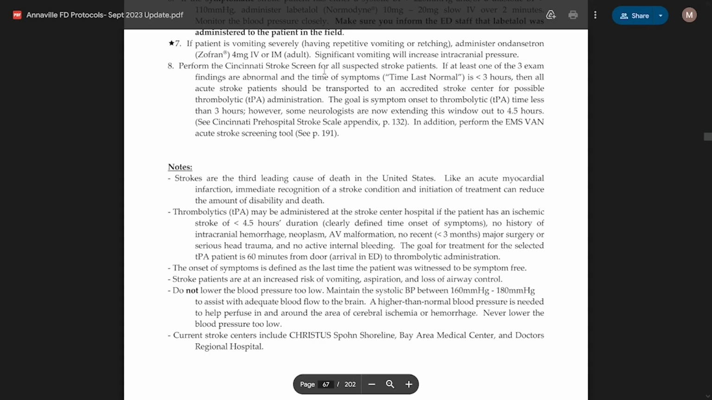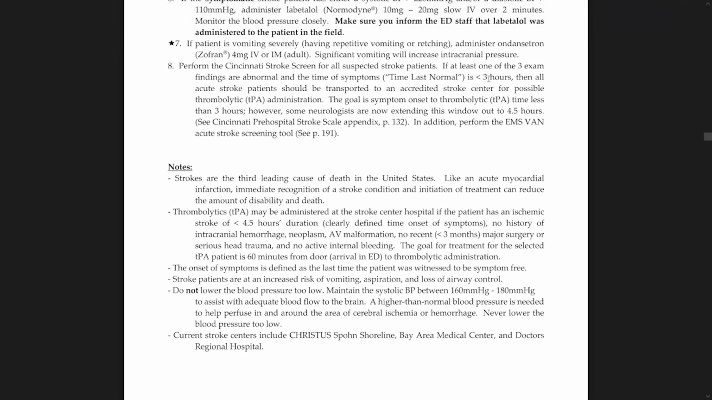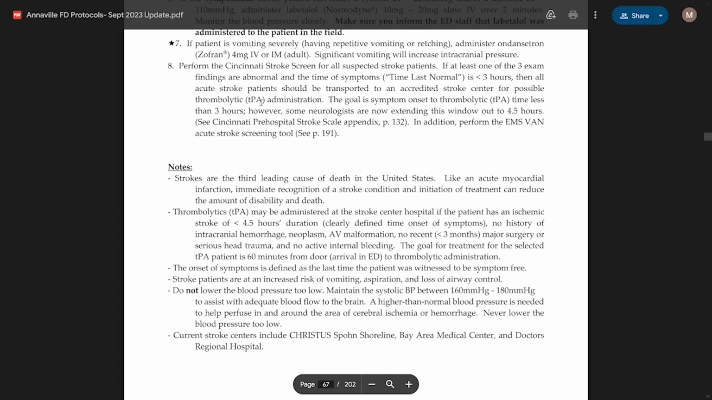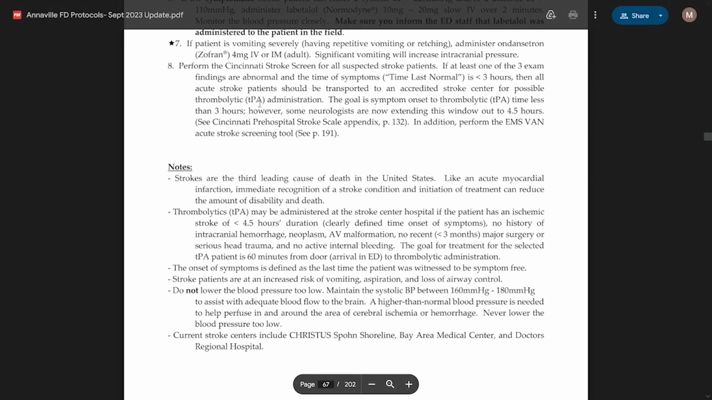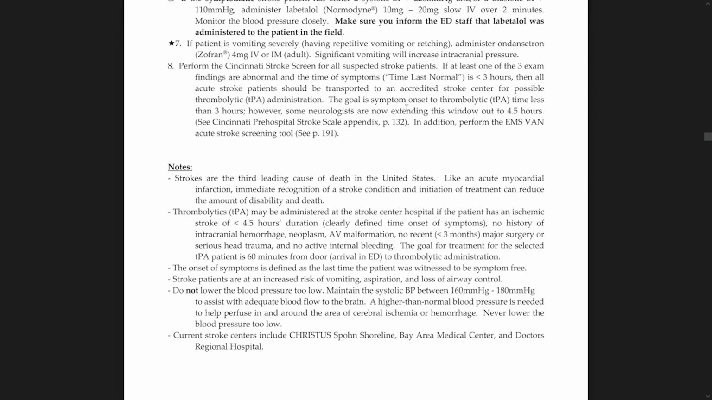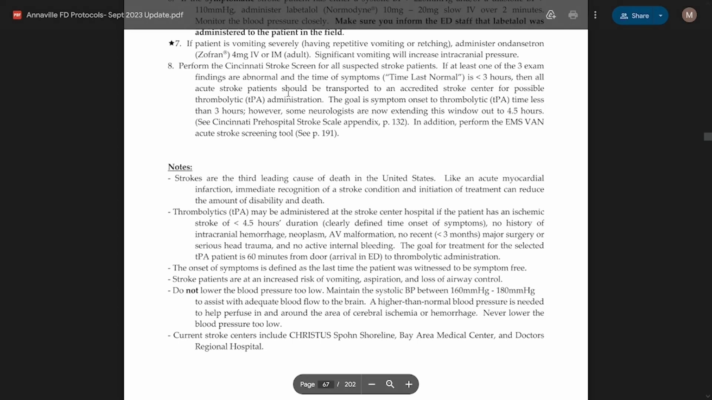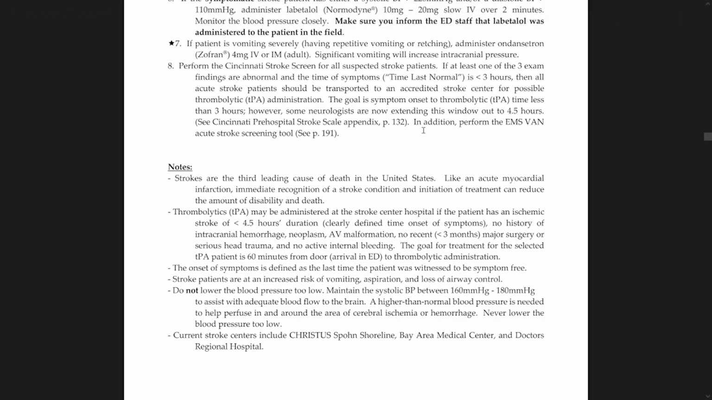Perform a Cincinnati stroke scale for all suspected stroke patients. If at least one of the 3 exam findings is abnormal and the time of symptom onset, the time last known normal, is less than 3 hours, then all acute strokes should be transported to an accredited stroke center for possible thrombolytic or TPA administration. The goal is symptom onset to thrombolytic TPA time less than 3 hours. However, some neurologists are now extending the window out to 4.5 hours. See the Cincinnati Pre-Hospital Stroke Scale exam on page 132.